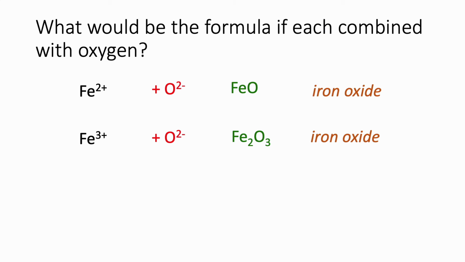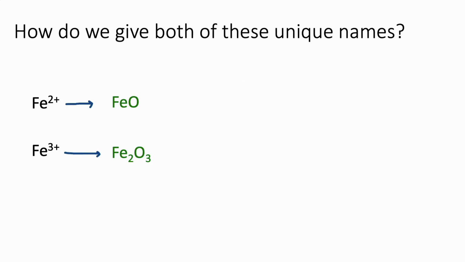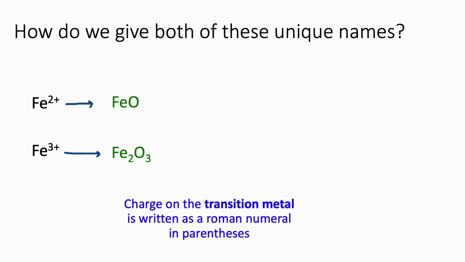So we need some way to distinguish between these two sorts of iron oxides. And so what we're going to do is indicate the charge on the transition metal, which in this case is iron, and we're going to do that by writing it as a Roman numeral in parentheses. So the top iron oxide would be iron(II) oxide, which tells us that iron has a +2 charge. The bottom iron oxide would be iron(III) oxide.